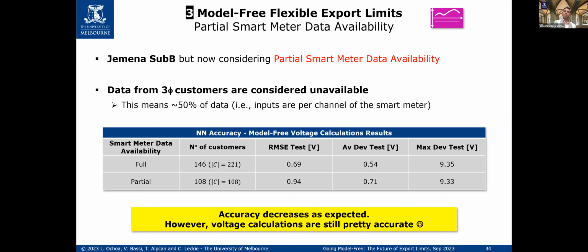In the full case, the one that we presented before, we consider smart meter availability from all customers. And in the partial smart meter data availability case, we are going to consider just 50% of the data. As you can see in the results in the lower table, there is an accuracy decrease, of course, because we are not seeing all the information. But in both cases, we can obtain pretty accurate results. For instance, in terms of average deviation, in the full case we obtain 0.54 volts, whereas in the partial case, we obtain 0.71 volts, which is pretty accurate.